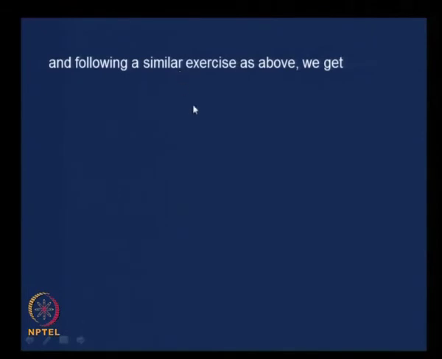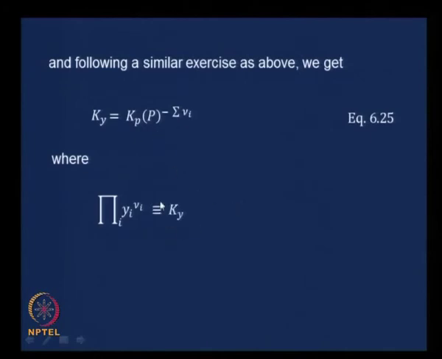Okay. Now, taking Pi equals the total pressure times the mole fraction yi, and if we follow a similar exercise as above, writing Ky in terms of Kc and so on, you should get Ky is nothing but Kp into P raised to the power of minus the sum over all nu I. Hopefully you got this in your own exercise, where Ky is defined as the product over I of yi, the mole fraction, raised to the power of nu I, the stoichiometric coefficient. Let us call that equation 626.